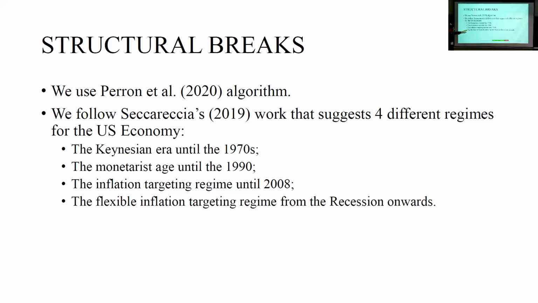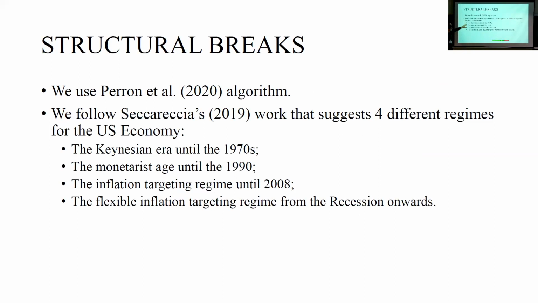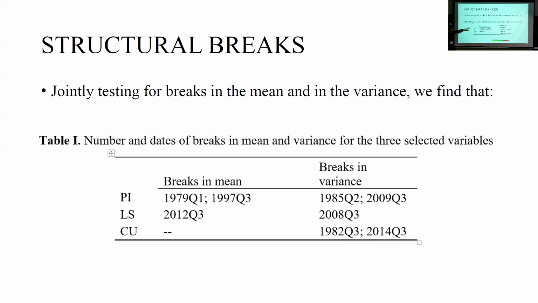And this is what we find for the Pasinetti Index: there are two structural breaks in the mean, which creates three different regimes, one from 68 to 79, one from 79 to 1997, and another one from 97 onwards, which fit basically with these three regimes that Mario had identified in his paper. The Keynesian era, which according to the Perron algorithm for the United States actually goes up to 79, and then starts the monetarist age, which the methodology says goes up to 1997, and then the inflation targeting regime with the flexible inflation target.